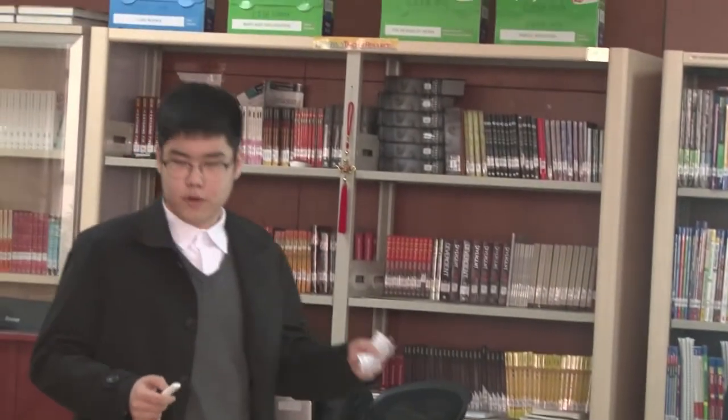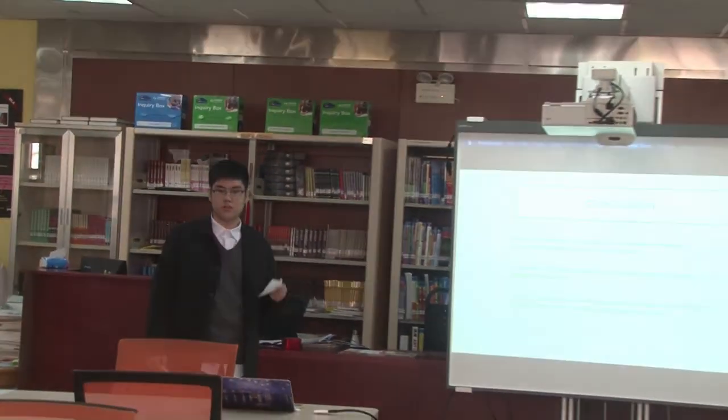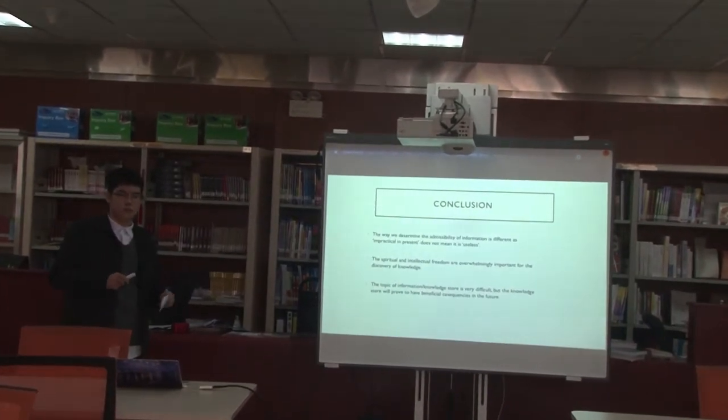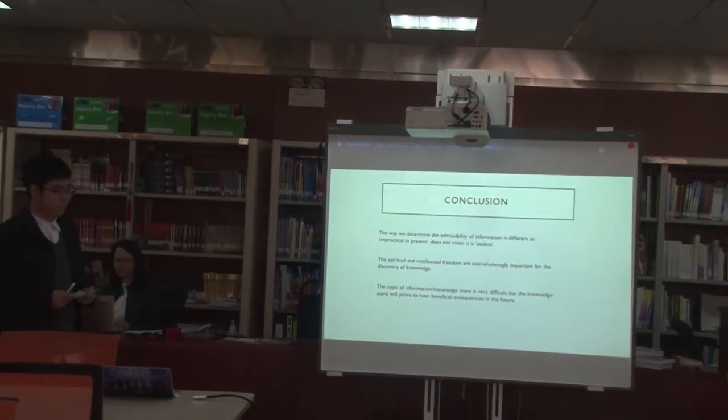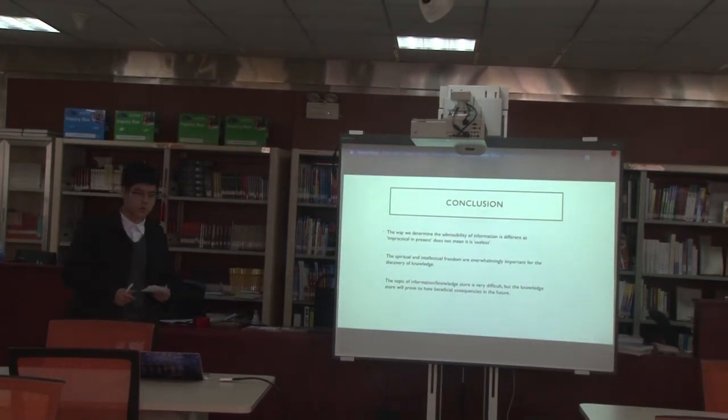So every piece of information differs from each other and values different ways of knowing. And that's why the way everyone determines the admissibility of knowledge is different, because impractical and present doesn't mean it's useless. And this applies to art, math, history, science, and everywhere that seeks to acquire knowledge.